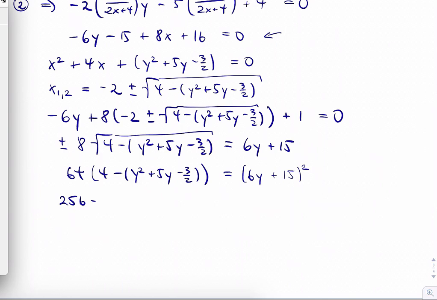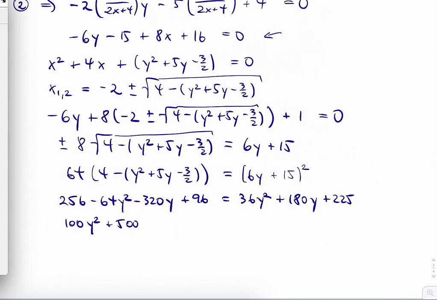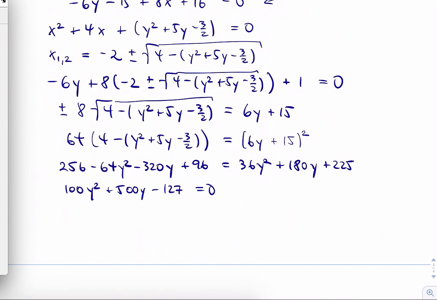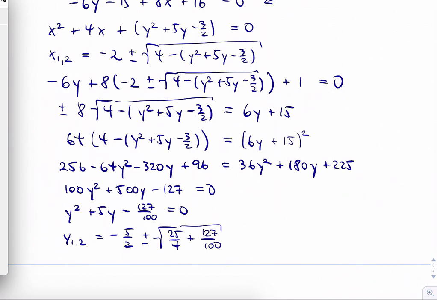Multiplying this out, we get 256 minus 64y squared. Again, please do let me know in the comments if I'm making a mistake here, then we're going to fix that. But at least I looked at the point geometrically and it looked reasonable, which gives us the polynomial 100y squared plus 500y minus 127 equal to 0, or y squared plus 5y minus 127 over 100 equal to 0, which gives us the points y1 and 2 is minus 5 half plus minus the square root of 25 over 4 plus 127 over 100, which is minus 5 half plus minus the square root of 752, not exactly a nice number, but that's what it is, divided by 100.